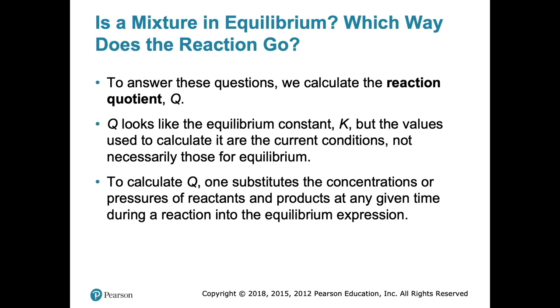To calculate Q, you substitute the concentrations or the pressures of the reactants and products at any given time during the reaction into the equilibrium expression. So don't get confused: the Q expression is exactly the same as the K_eq expression. The only difference is that for K, you use the concentrations at equilibrium, whereas for Q, you use the concentrations given to you at a certain point in the reaction. Those are two different things, and we'll go over an example in just a second.